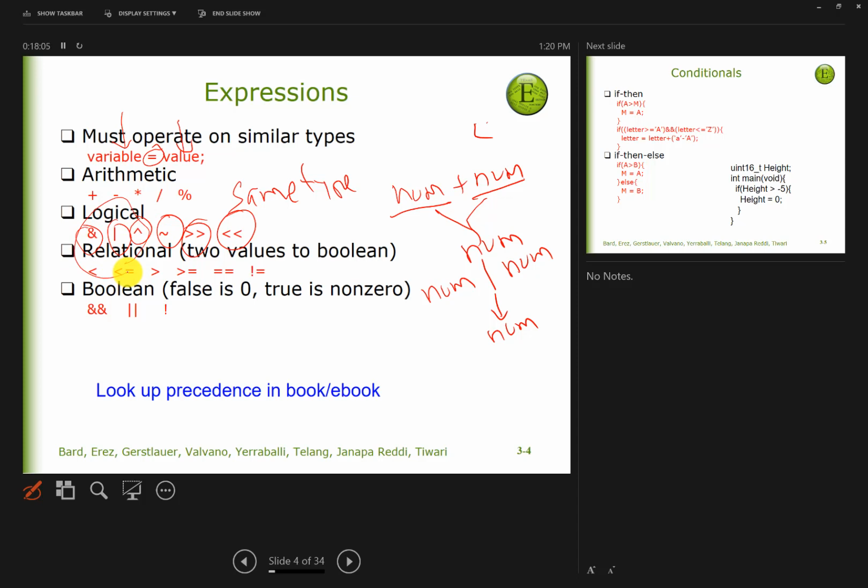On the other hand, we have another thing that's not numbers. We have things called Booleans, and a Boolean is a true or a false. And false being 0 and true being any number not 0. So a true or false is a Boolean.